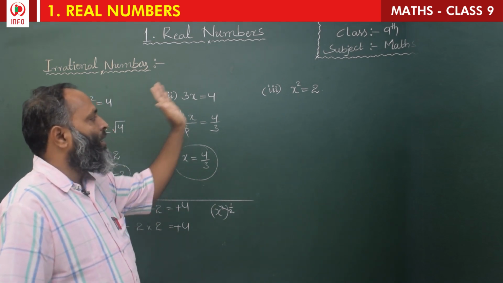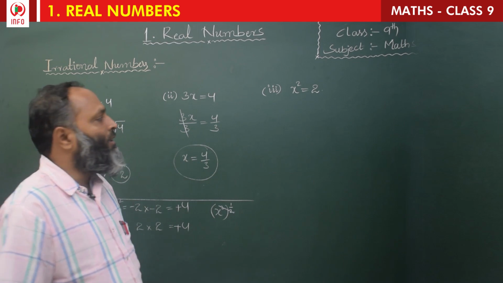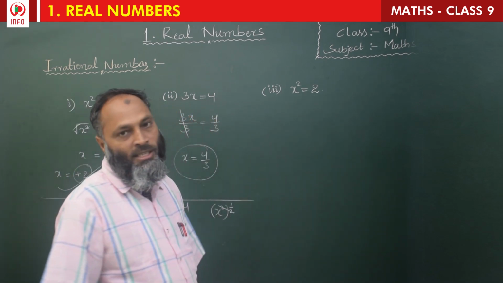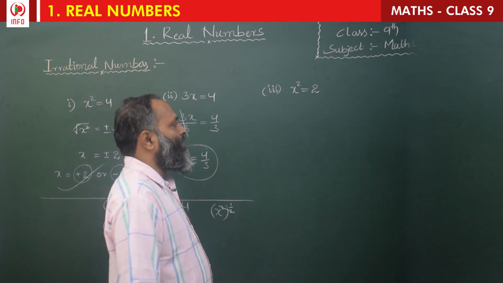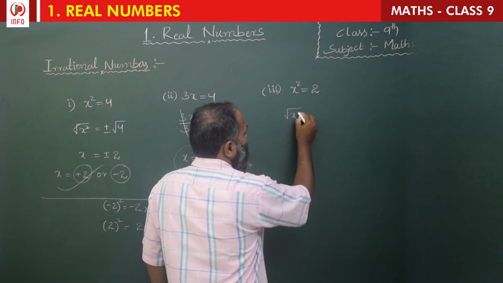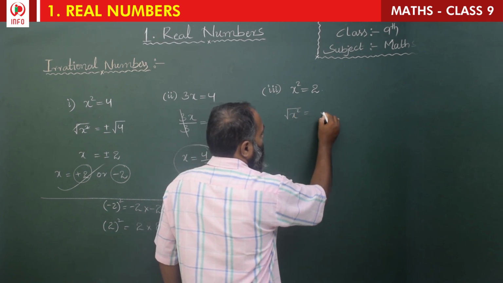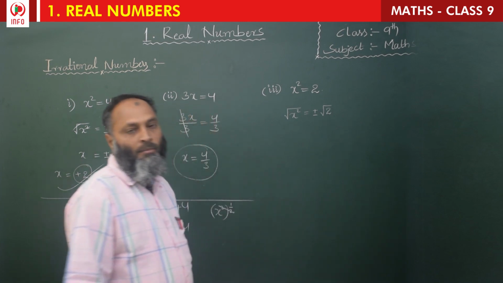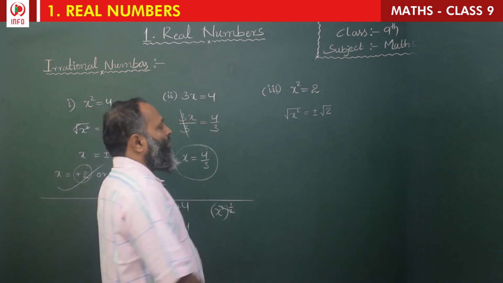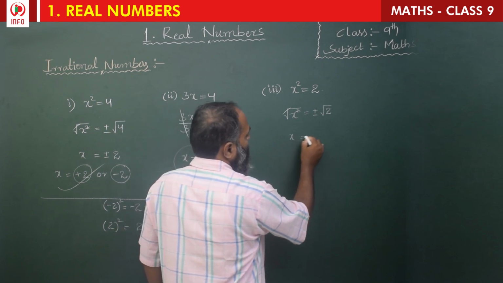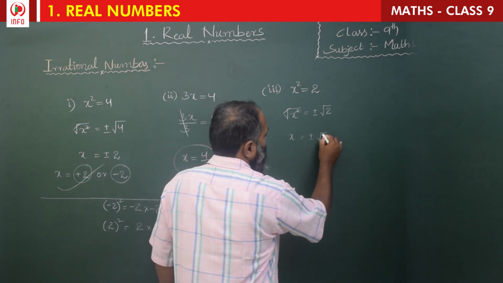Then the third one. What is the third one? Here we should take the square root on both sides to find the x value. That is, square root of x square is equal to square root of 2. Here we should take plus or minus. Then the square and square root will get cancelled, and x is equal to plus or minus root 2.